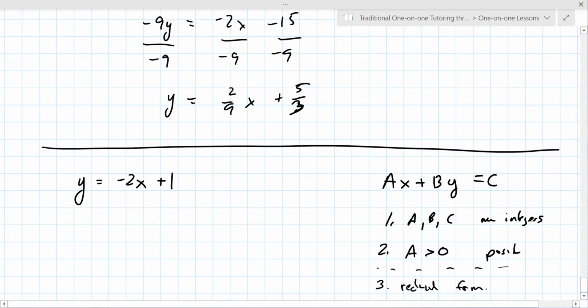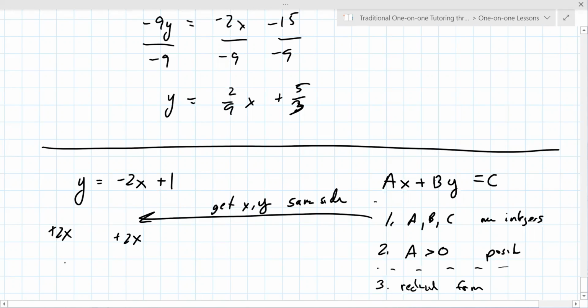I don't know how often this would happen to you, but it would be like if you had 4x plus 8y equals 16, everything's divisible by 4, so you would want to reduce that. Okay, but in short here, the first thing in terms of what you do is get x and y on the same side. So in your problem, what would you do to get x and y on the same side? Hopefully you would add 2x. Yeah. So you have 2x plus 1y equals 1.